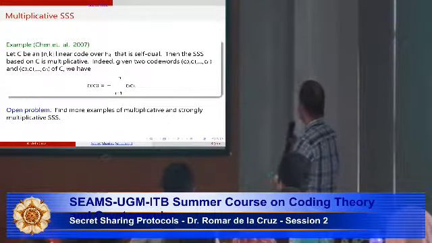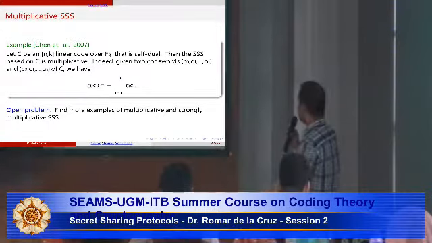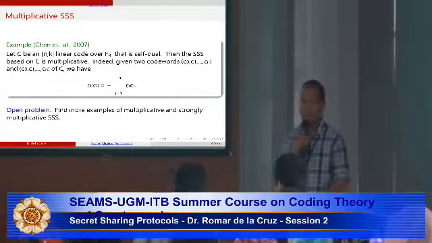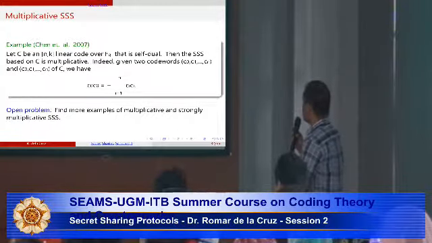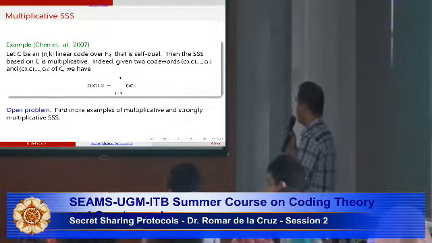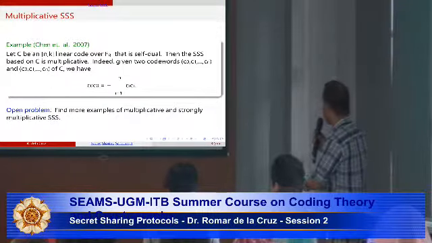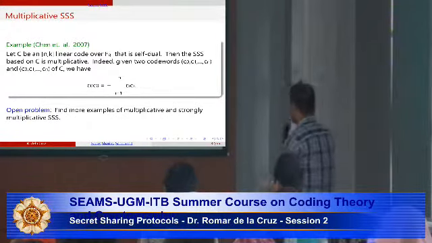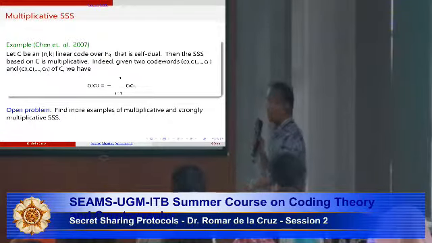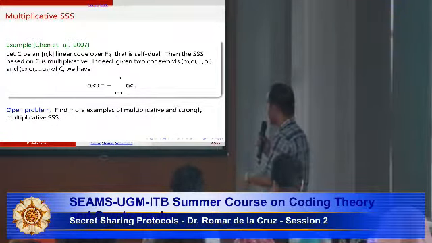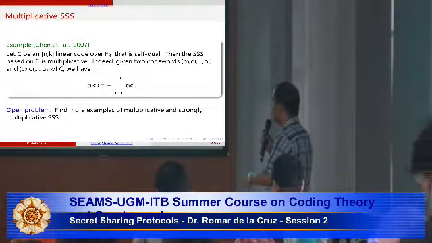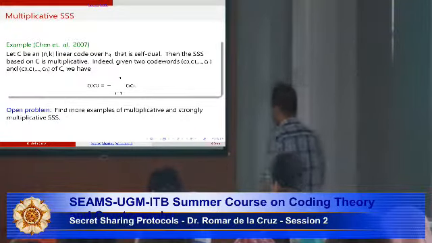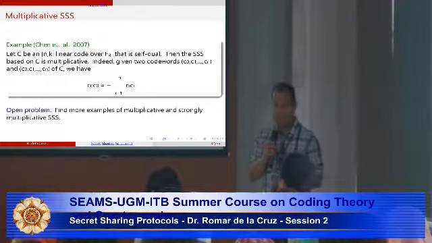Now, if you take two codewords of C, the dot product is 0. So that's why you have this. And if you apply the MSP scheme, the first coordinates are the secrets, C sub 0 and C sub 0 prime. Since the dot product is 0, it implies the following: the product of the secrets is a linear combination of the product of the shares. So it is multiplicative. So the schemes based on self-dual codes are multiplicative.